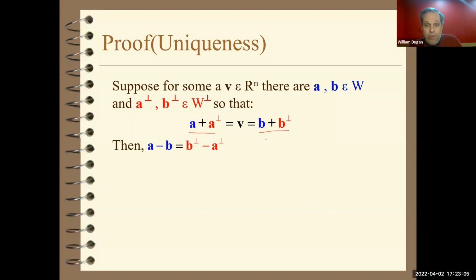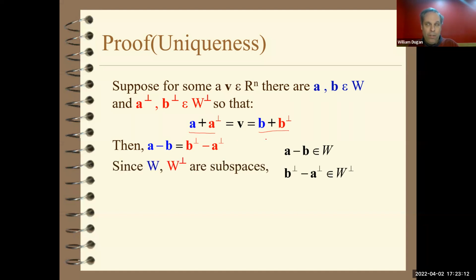So notice then this equation means that A minus B has to equal B perp minus A perp. But notice that these things are subspaces. So A and B are both in W, so that difference is also in W. B perp minus A perp is in W perp, but that's a subspace, so their difference is in the same subspace. But these things are equal. That implies then that A minus B is in W and A minus B is in W perp. So it's in their intersection.